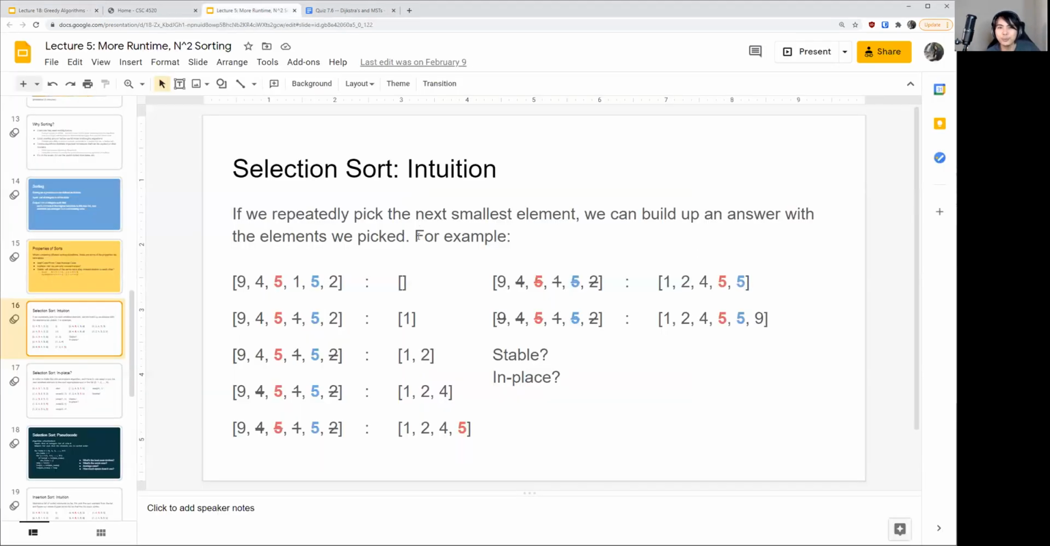One other example is selection sort. If you remember, we just repeatedly picked the smallest element that we could each time, the next smallest element, and we built up a sorted list from that, right? So again, we're on break. We'll come back in 5 minutes.